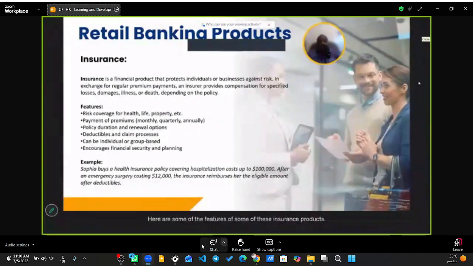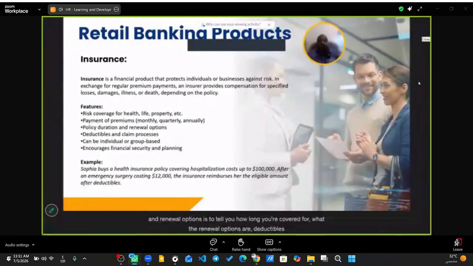Here are some of the features of some of these insurance products. Payment premiums, monthly, quarterly, annually. Because if you don't make any payment towards the policy, then the insurance coverage is voided. Effectively, you haven't made the contribution towards your policy in case that thing happens. So you're actually not covered. So that payment is called a premium that you make towards your policy.